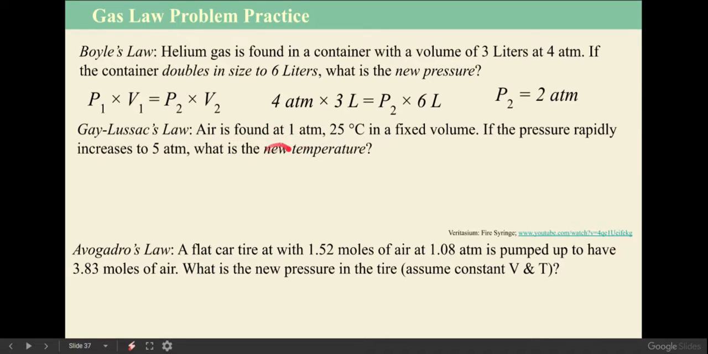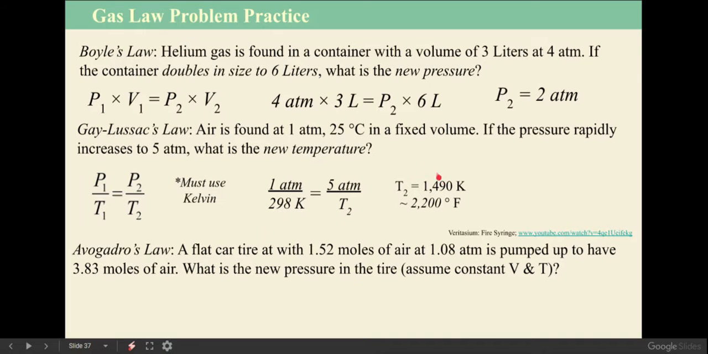If the air in a container is pressurized rapidly from 1 to 5 atmospheres, what's the new temperature? So with these two, Charles's and Gay-Lussac's laws, you just need to know it has to be in Kelvin. So don't use 25 Celsius, use 298 Kelvin. Because then when we calculate our new temperature, we get 1490, which is about 2000 degrees Fahrenheit.